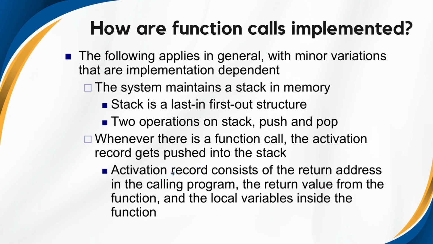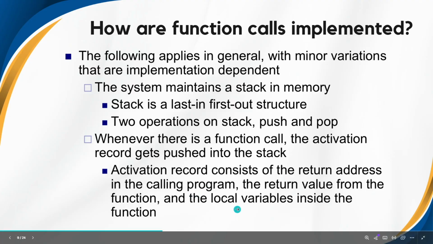From the point where a function call is made, the control jumps to the corresponding function definition, and once the function definition gets executed, the control again has to branch back to the next position from where the call was made initially. So, the return address has to be preserved somewhere. It is in this activation record that we preserve the return address.